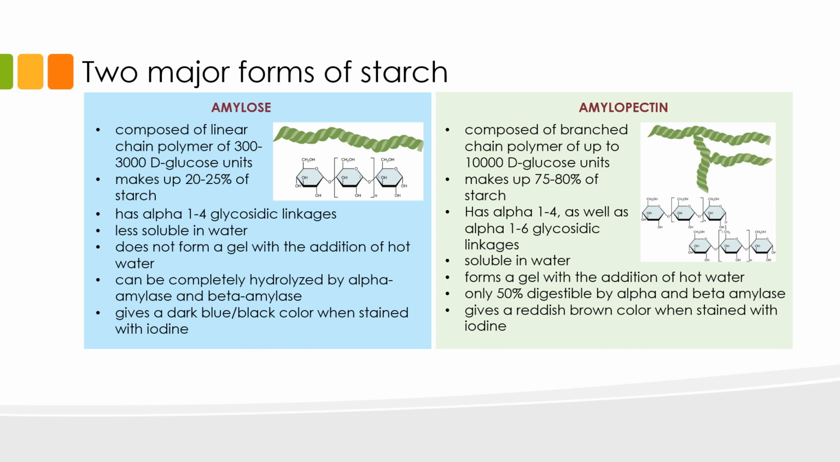Amylopectin is water-soluble and forms a gel with the addition of water. Amylose does not form a gel with the addition of water because it is insoluble in water. Enzymes like alpha and beta amylase can completely break down amylose, while only 50% of amylopectin can be broken down by the same enzymes. We will discuss why this is so in succeeding lectures. Finally, amylose gives a dark blue-black color when stained with iodine, while amylopectin will give you a reddish-brown color.